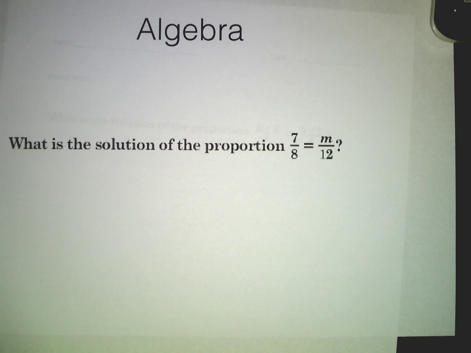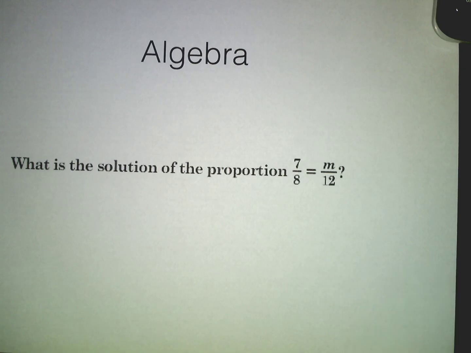Hello, algebra students. Okay, so today's lesson is everyone's favorite lesson. I don't know why so many people love it. It's just the most beloved of algebra work: doing cross multiplication, cross products.